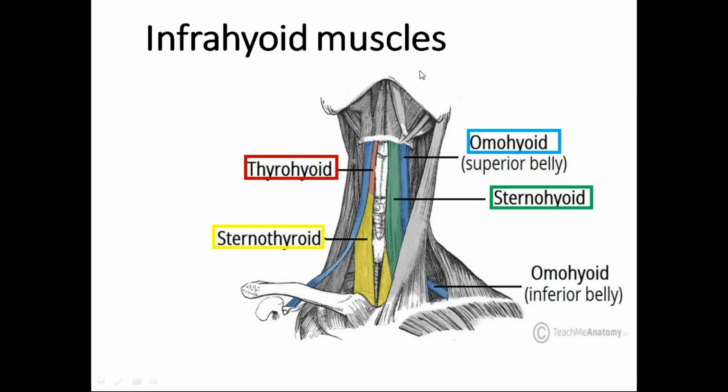There are 4 infrahyoid muscles. They are arranged in 2 groups, superficial and deep. They are also otherwise called strap muscles. So the 2 superficial muscles are sternohyoid. You can see this in green color. This is the sternohyoid, which extends from sternum to hyoid bone.